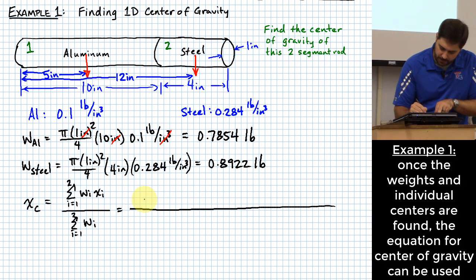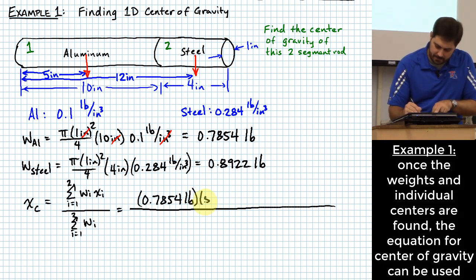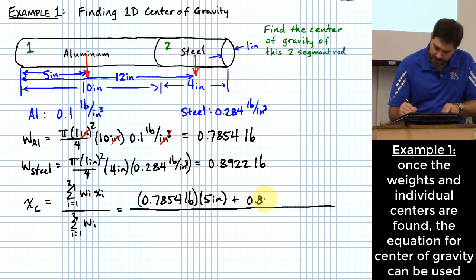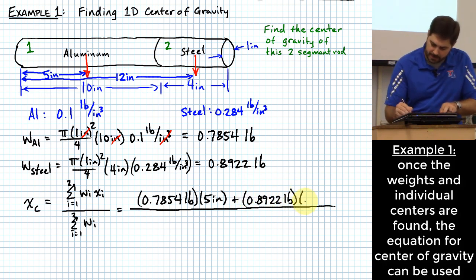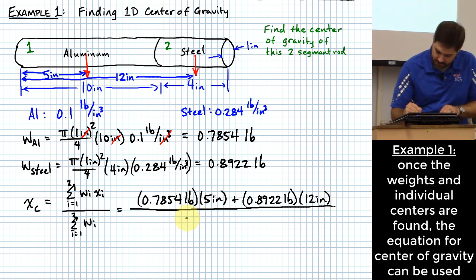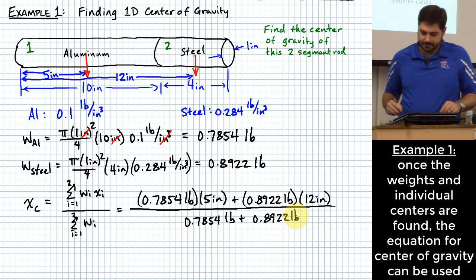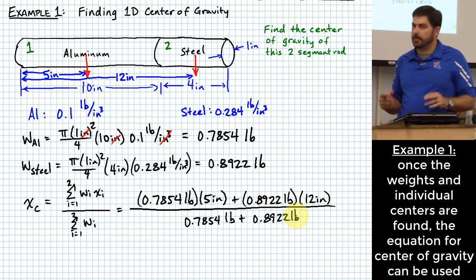So for the aluminum, we'll say 0.7854 pounds times 5 inches plus 0.8922 pounds times 12 inches. And all this gets divided by 0.7854 pounds plus 0.8922 pounds. Okay? And that's just the total amount of weight of the rod.